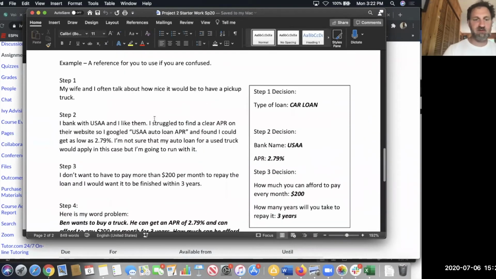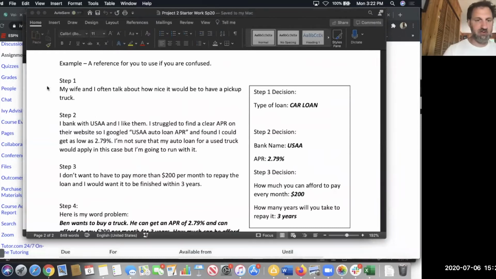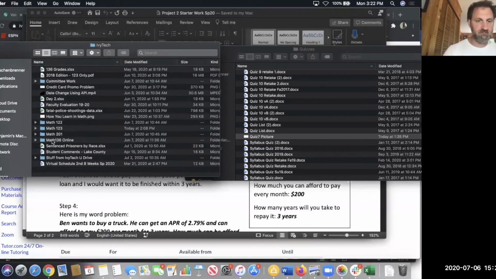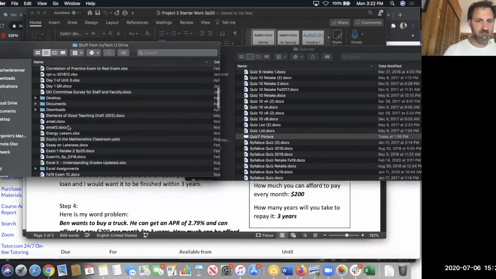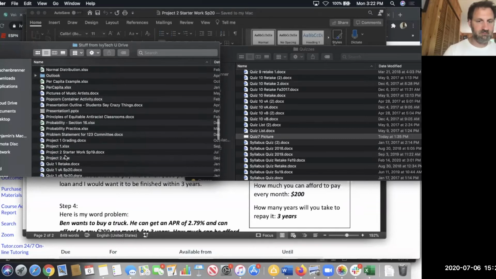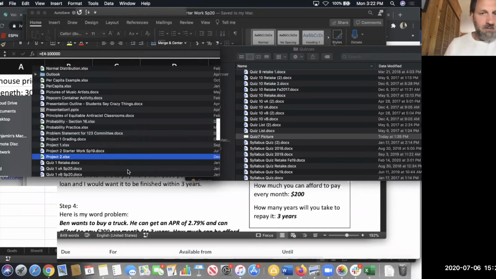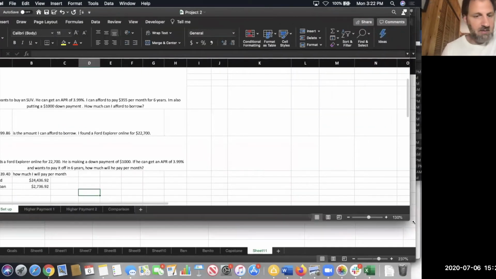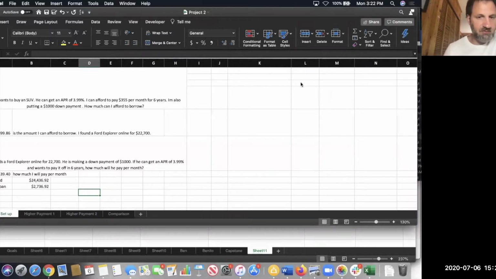Sometimes students get confused and they start writing all of this into Excel. Here's what it looks like in Excel. Let me pull up an example project. Okay, so it's going to end up being about 4 sheets on this project.